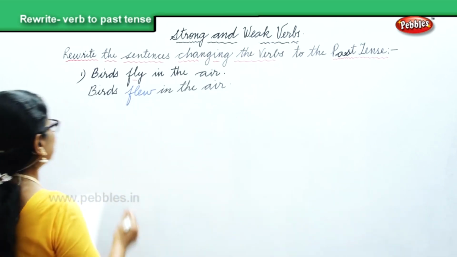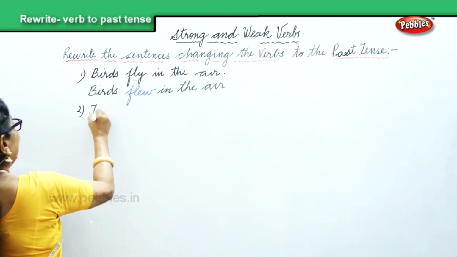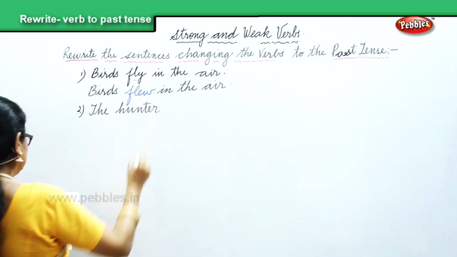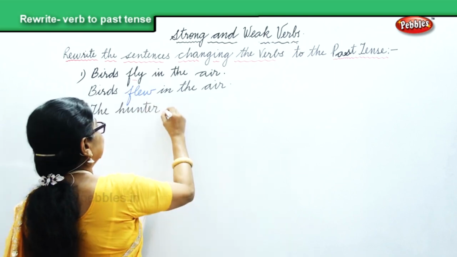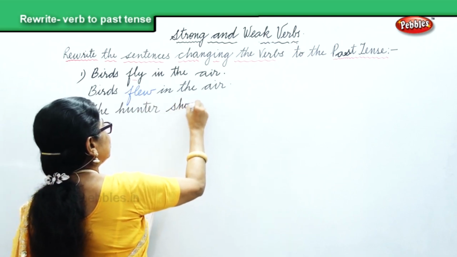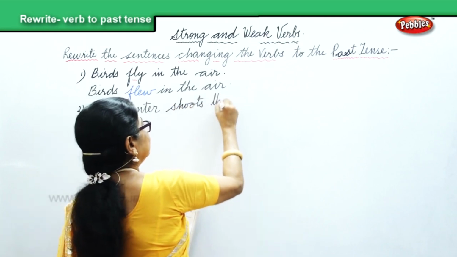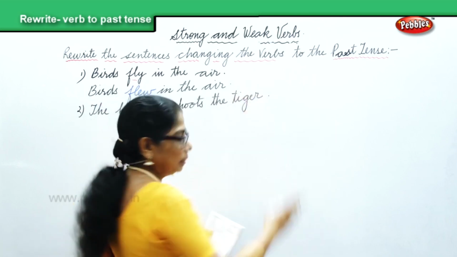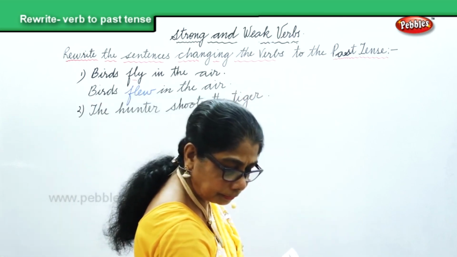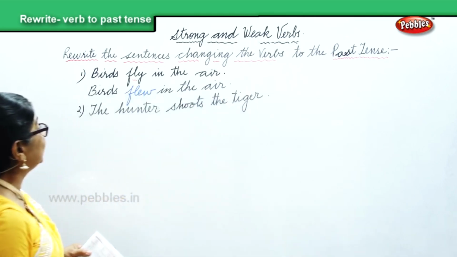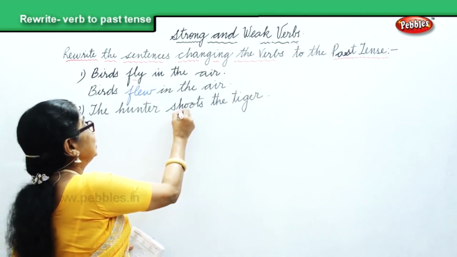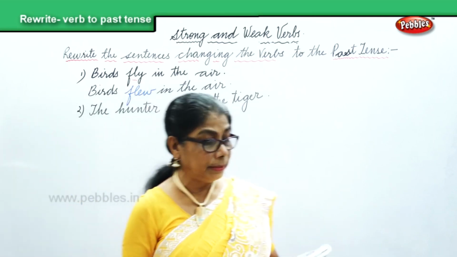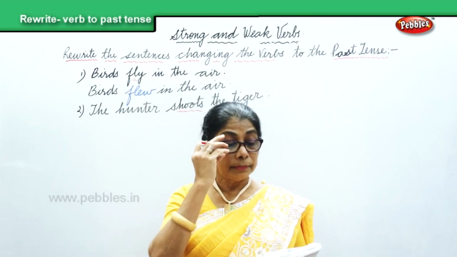The hunter shoots the tiger. Now, let's identify which is the verb that we are going to change in the past tense. Shoots. So, okay, what will you write now? The hunter shot the tiger.